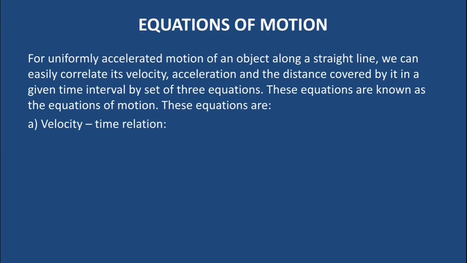Let an object start moving with an initial velocity u, and during its motion under a uniform acceleration of a, its final velocity becomes v after a time interval of t. Then the velocity time relation is given as v is equal to u plus at, where v is the final velocity of the object, u is the initial velocity of the object, a is the uniform acceleration, and t is the time interval in which the object attained the final velocity.